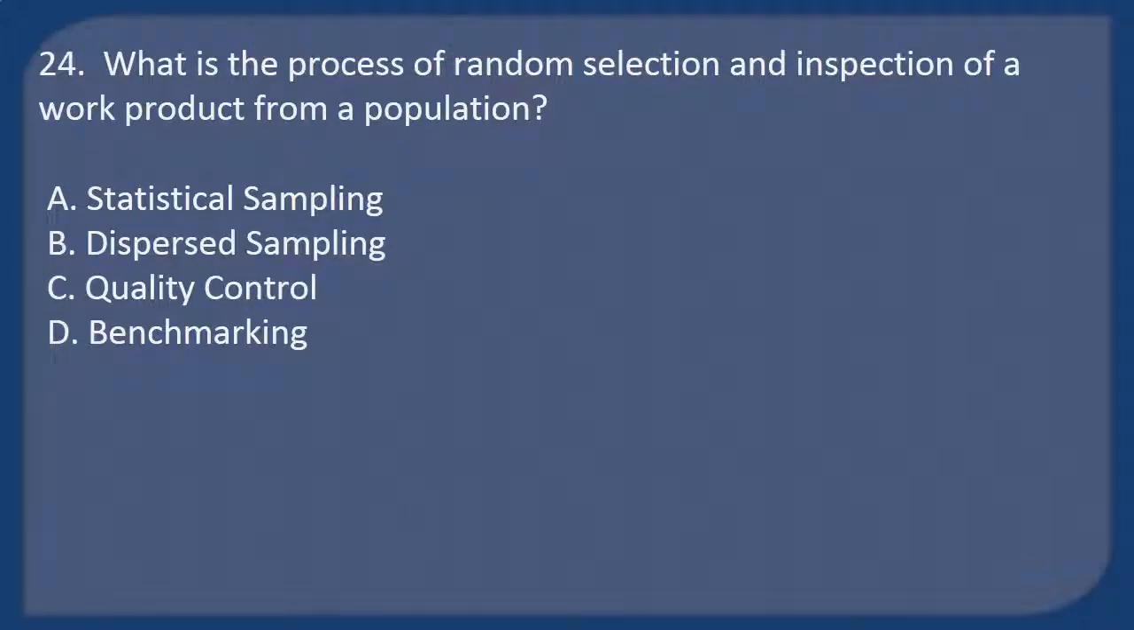Question 24. What is the process of random selection and inspection of a work product from a population? A. Statistical sampling. B. Dispersed sampling. C. Quality control. D. Benchmarking.